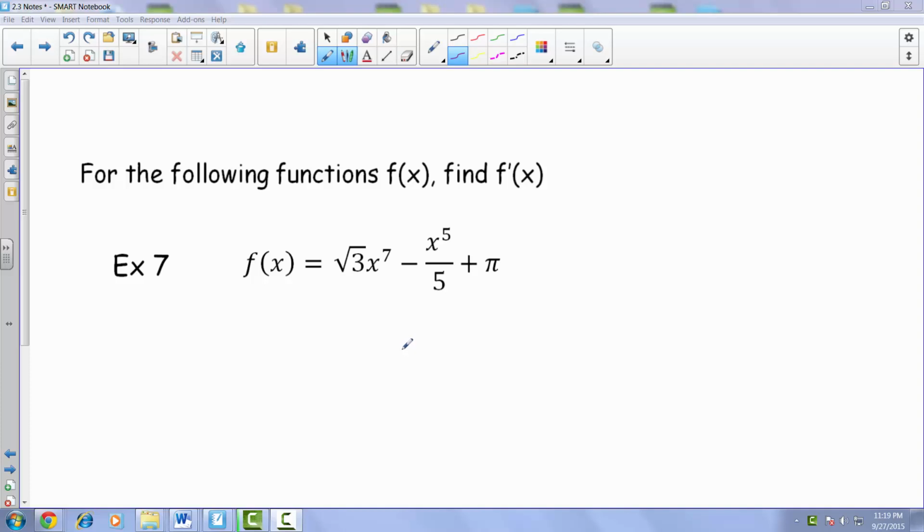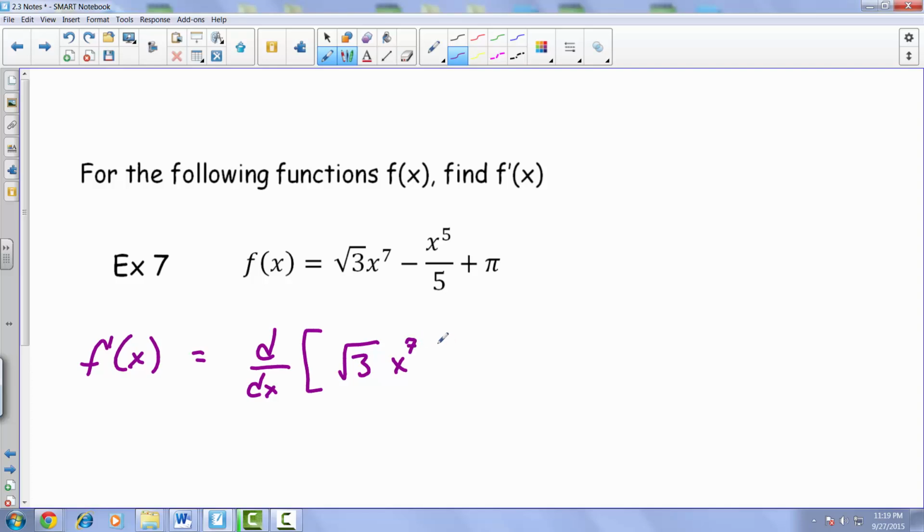Here we're looking at example 7 from our 2.3 notes. We're asked to find the derivative for this following function. Now if we go ahead and find the derivative with respect to x on both sides, we end up with the derivative with respect to x of the square root of 3 times x to the 7th minus x to the 5th over 5 plus pi.